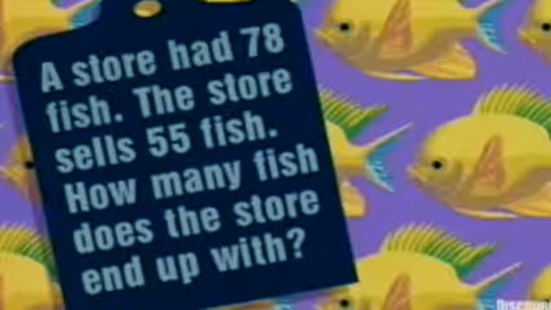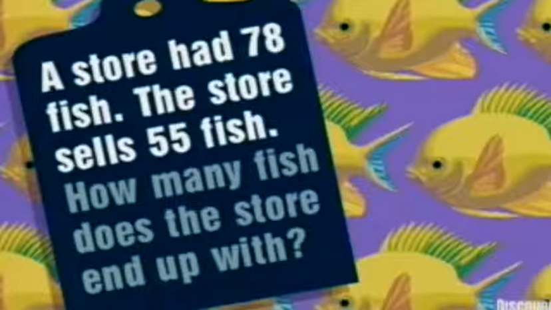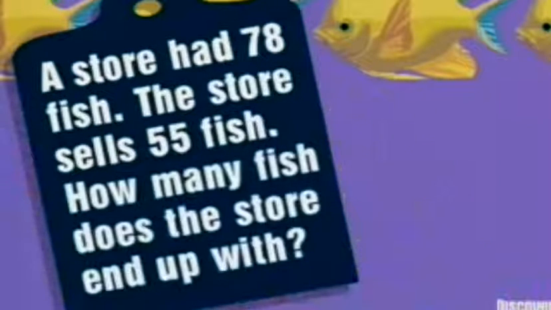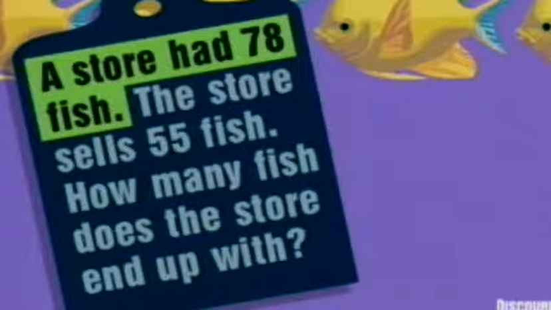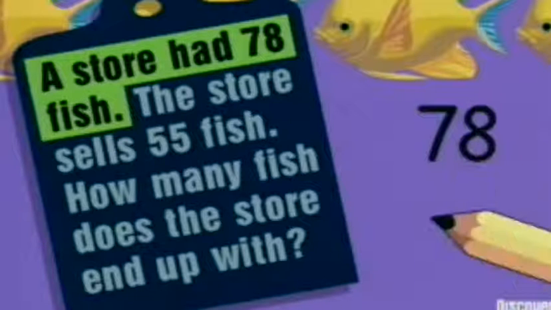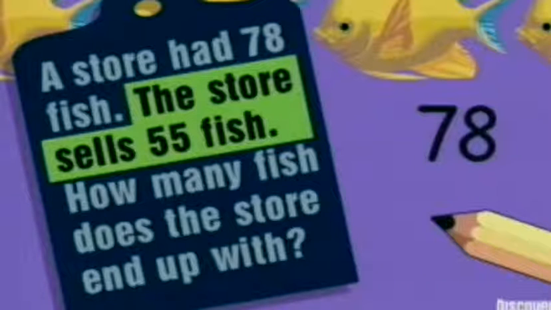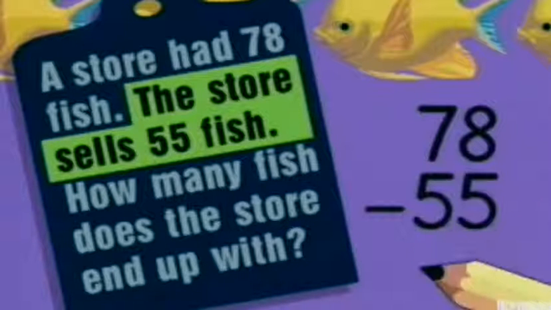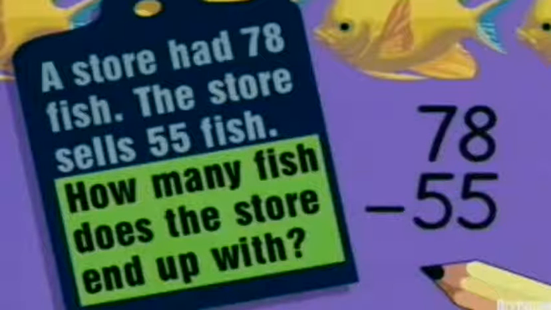Here's another problem. A store had 78 fish. The store sells 55 fish. How many fish does the store end up with? The store sold fish, so we'll subtract. The first sentence says that a store had 78 fish. We write 78. The next sentence says that the store sells 55 fish. We subtract 55. The last sentence says, how many fish does the store end up with? We write an equal bar.